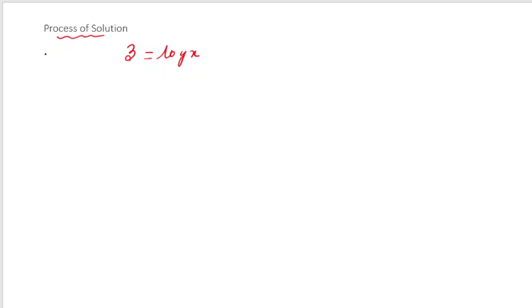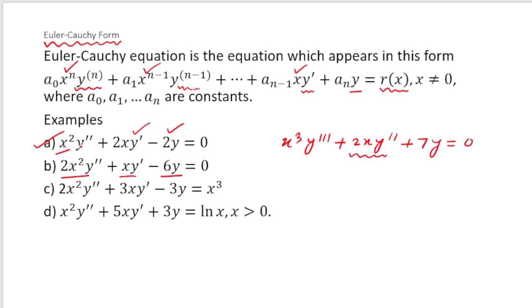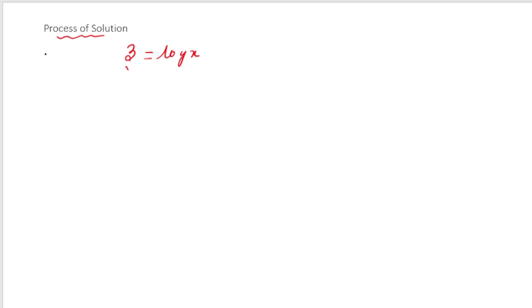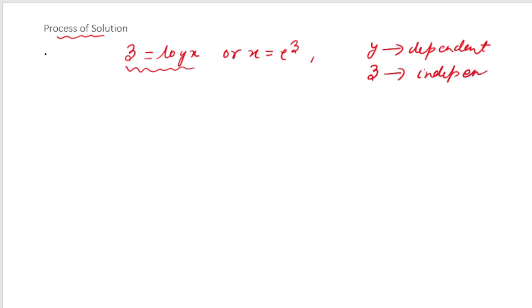If you look at the original equation, in which y is the dependent variable and x is the independent variable, now I am making a substitution, z is equal to log x or x is equal to e to the power z, and I am trying to change the original equation into a new form where y is the dependent variable, and not x, rather z is the independent variable. So by this substitution we can do that transformation. So how does it work?